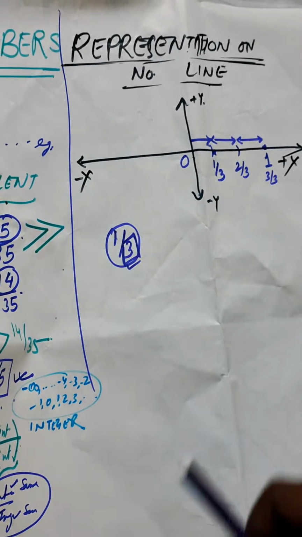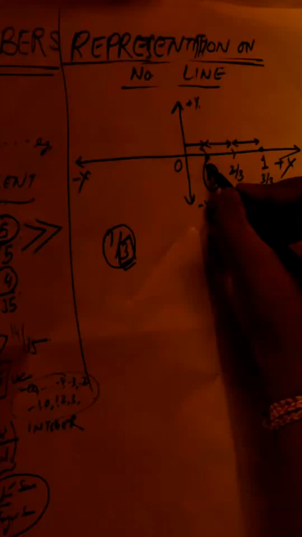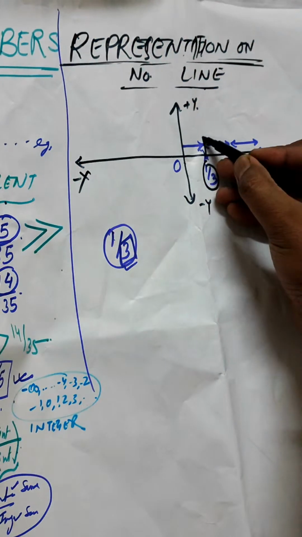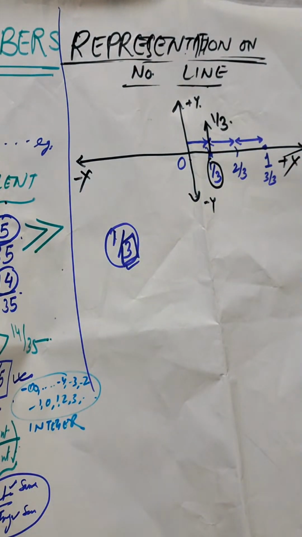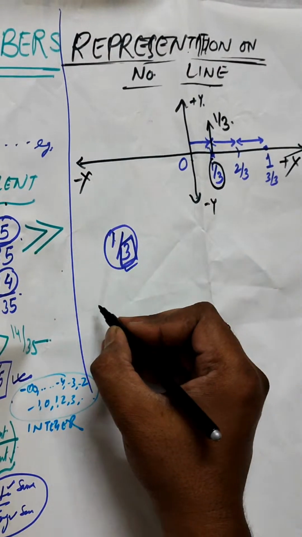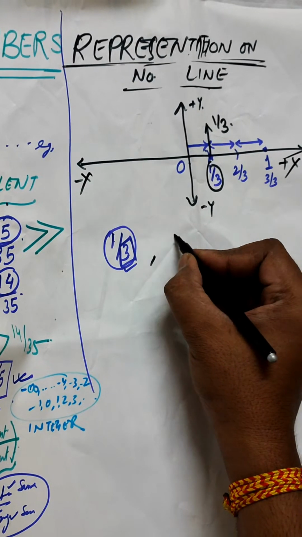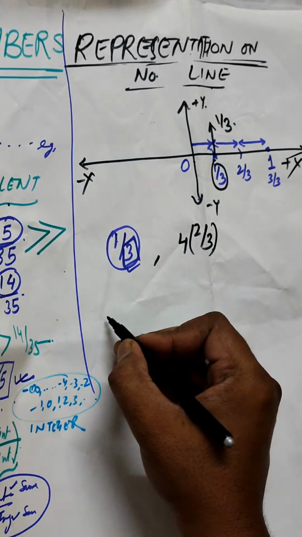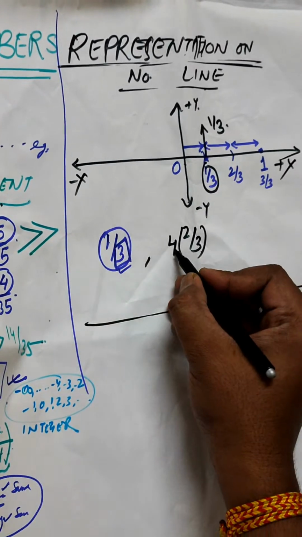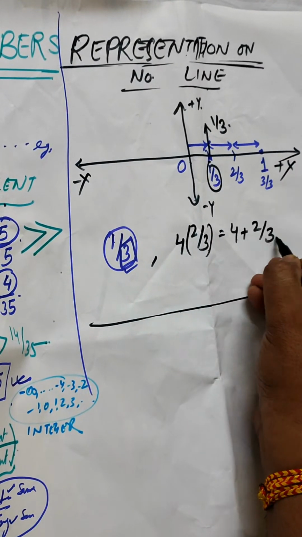So how to represent 1 by 3? It's simple. 1 by 3 is here. This is the representation of 1 by 3, right? Suppose you have a question that asks to represent any other number, let's say 4 2 by 3 on the number line. You can see 4, so that means it can be written as 4 plus 2 by 3, right?